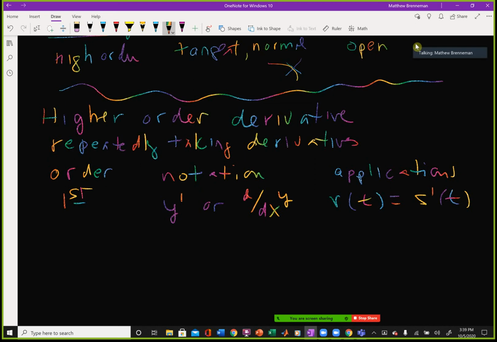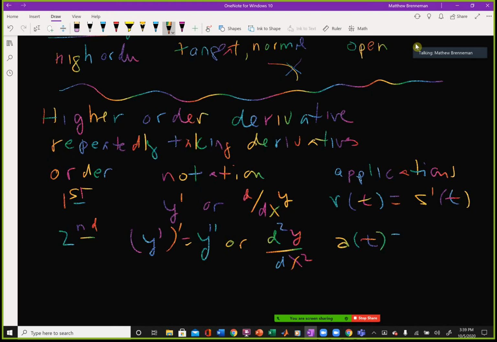And so the second order derivative just means that we're taking the derivative of the first order derivative. So this is going to be the derivative of y prime, which we write as y double prime. And if we use the operator notation, it's going to be d squared y over dx squared. And of course, the application of the second derivative that we're going to come across is the acceleration, which is the derivative of the velocity function or the second derivative of the displacement function.